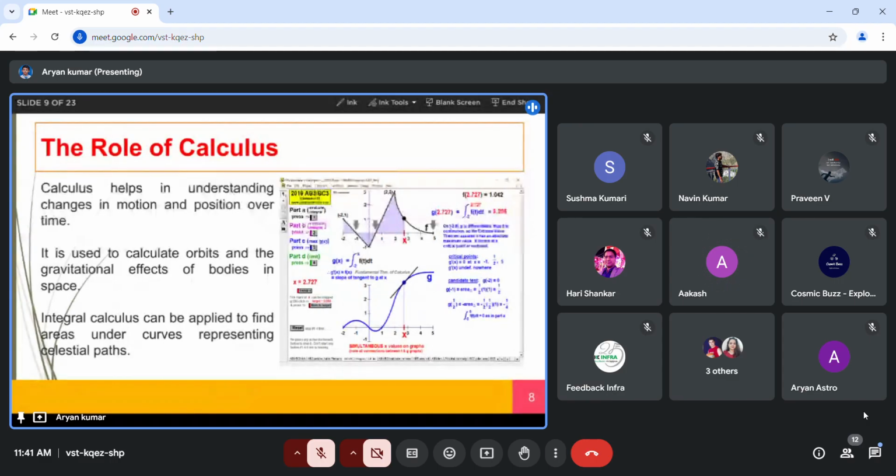Some key calculus concepts are differential calculus. It studies the rate of change, velocities, and accelerations. So yes, and vector calculus analyzes gravitational fields, electromagnetic waves, and fluid dynamics. Some applications would be stellar evolution, which models stellar life cycles, nuclear reactions, and energy production. Orbital mechanics, yes.